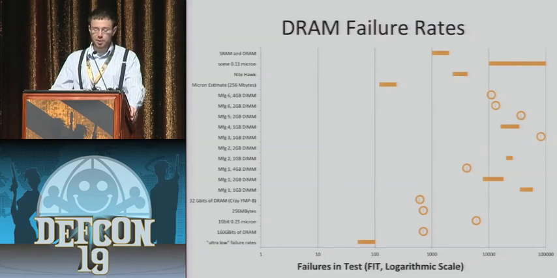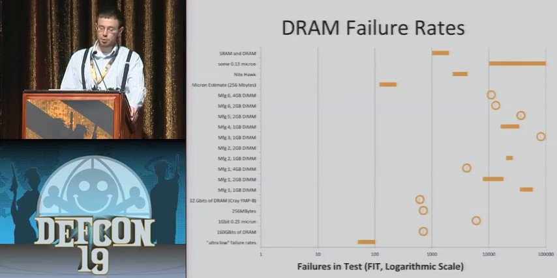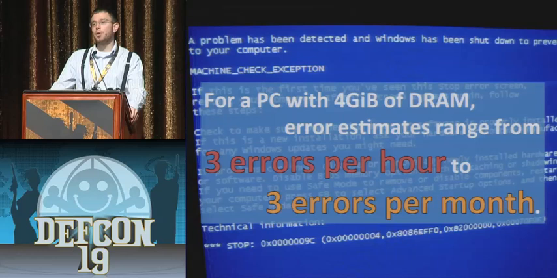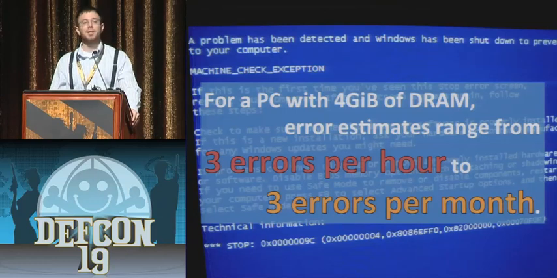But we don't typically think in terms of 1 failure in 1 billion operating hours, so let's put this in a more usable perspective. If you go to Dell.com, the cheapest PC you can buy will have 4 gigabytes of RAM. Assuming the worst case scenario from the previous slide, that PC will encounter approximately 3-bit errors per hour. Assuming the best case scenario, it'll encounter approximately 3-bit errors per month.